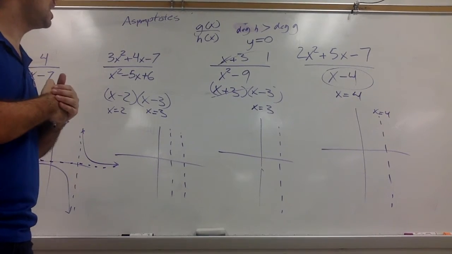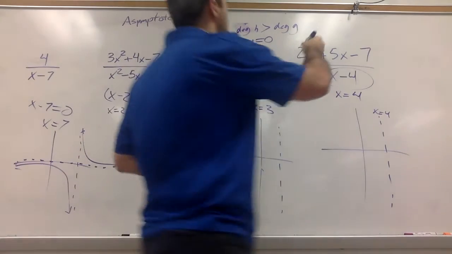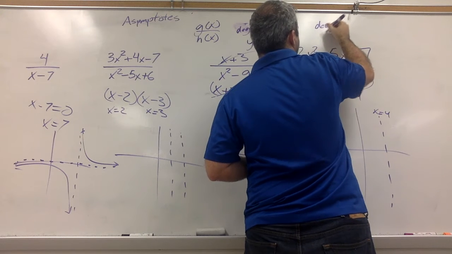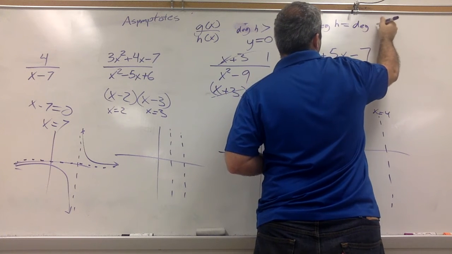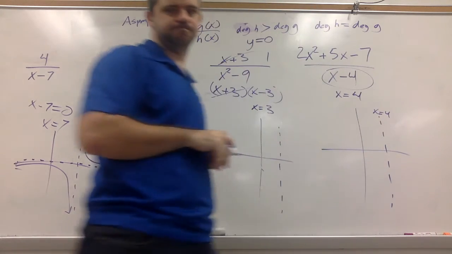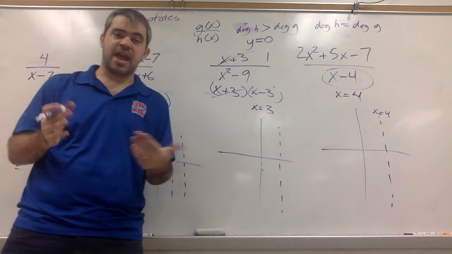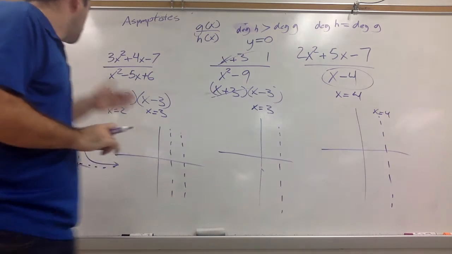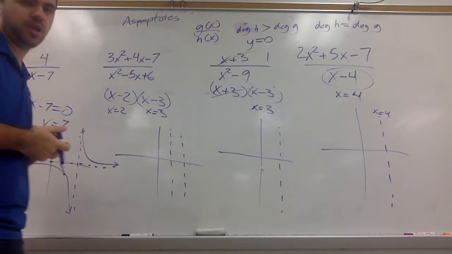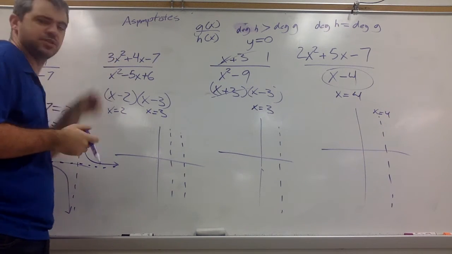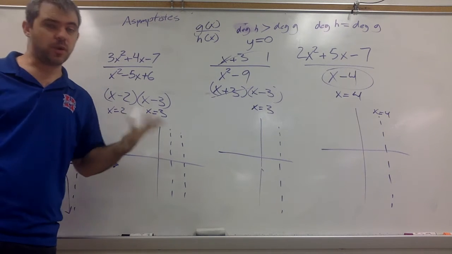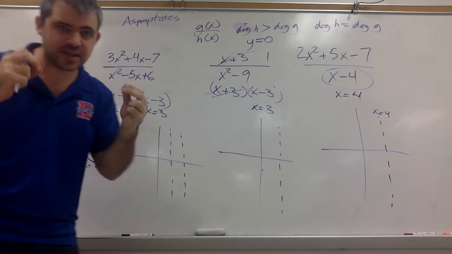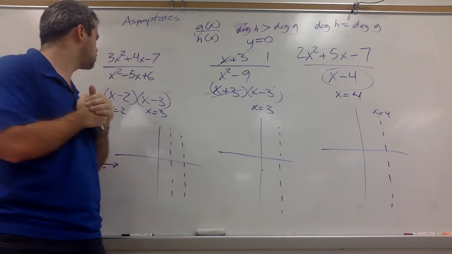So again, what if our degree of h is equal to our degree of g? Okay, so that's another case that we need to consider here. So look at this, for example. This is degree 2, this is degree 2. So these polynomials have the same degree. So what do we want to know? We want to know what happens when x gets big. What happens when x gets huge?